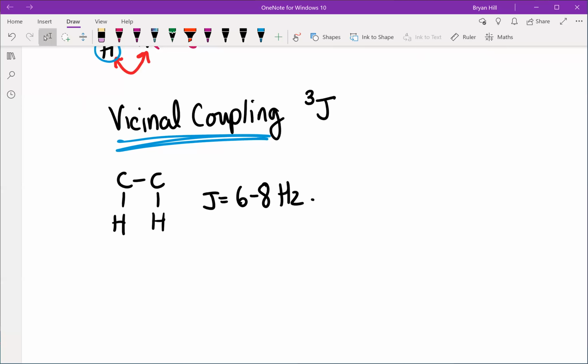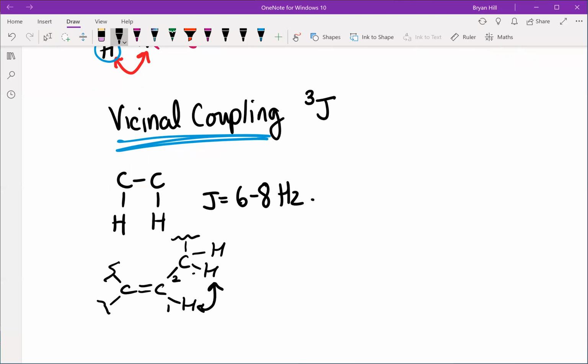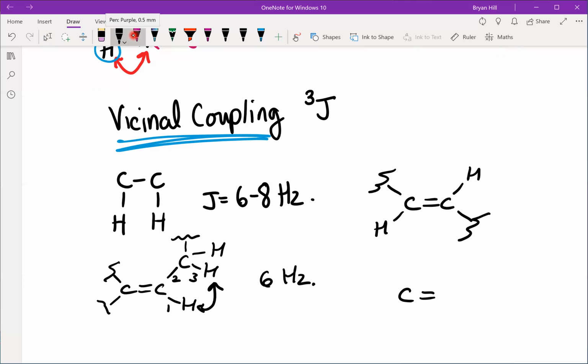Some other vicinal couplings that we could see would be between here and here, this is 3 bonds, 1, 2, 3. These are around 6 hertz. The vicinal couplings that are quite large, though, are on double bonds. And this is one of the ways that you can actually determine the double bond geometry.